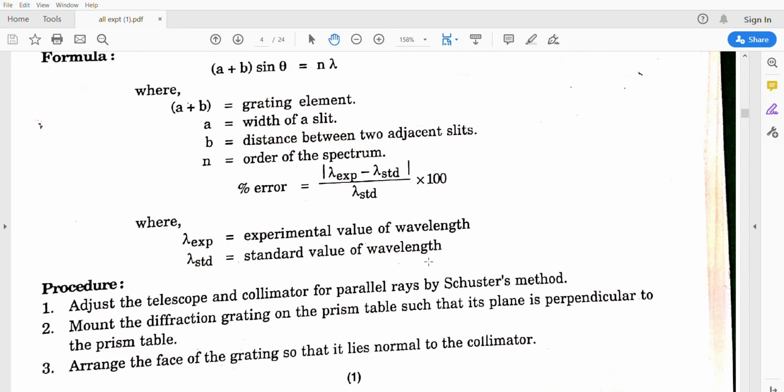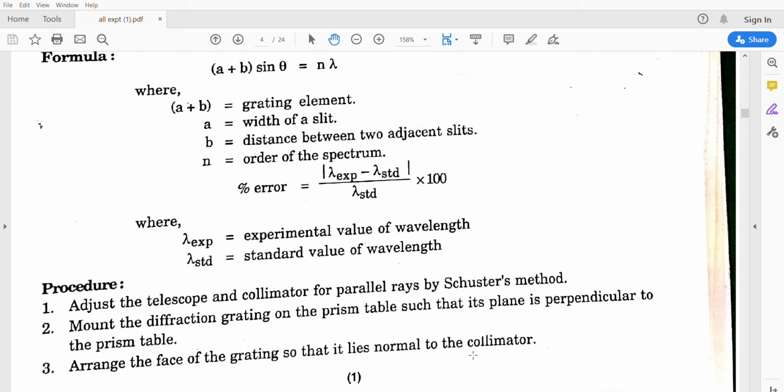Adjust the telescope and collimator for parallel rays by Schuster's method. Mount the diffraction grating on the prism table such that its plane is perpendicular to the prism table. Arrange the face of the grating so that it lies normal to the collimator. So the main procedure is adjust the telescope and collimator for parallel rays by Schuster's method. Mount the diffraction grating on the prism table such that its plane is perpendicular to the prism table. Arrange the face of the grating so that it lies normal to the collimator.